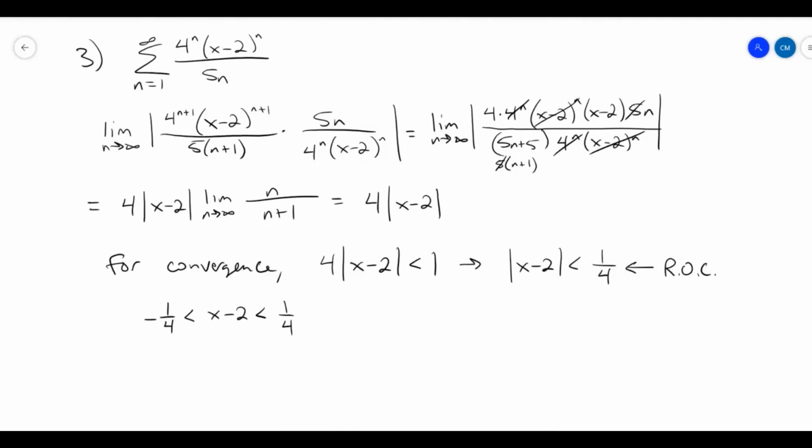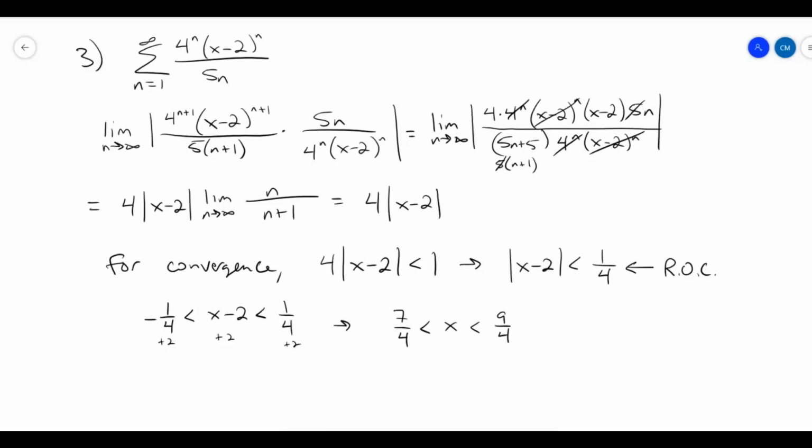Right now we need to solve this for x, solve this inequality. So what I'm going to do is add 2 to everything, right? So add 2 to everything. So 2 minus 1/4 is 7/4, right? And 2 plus 1/4 is 9/4.